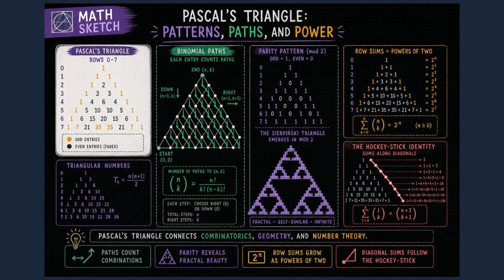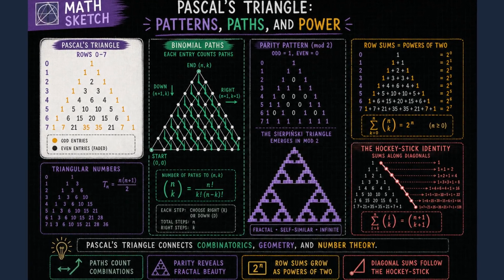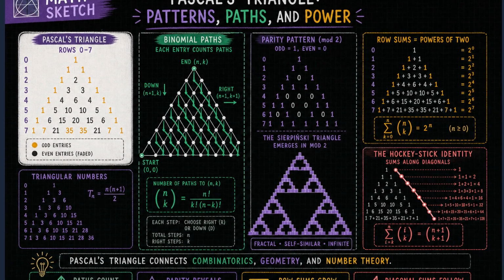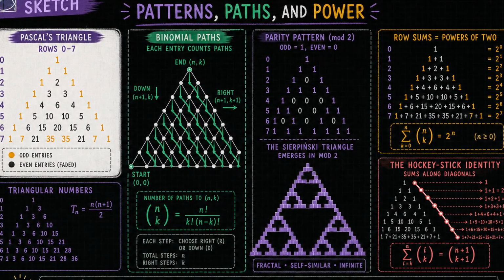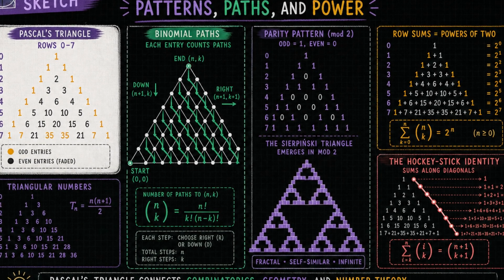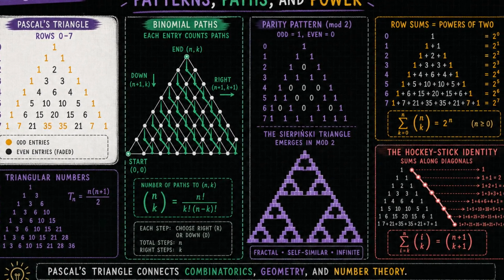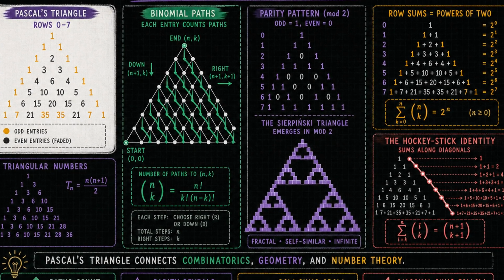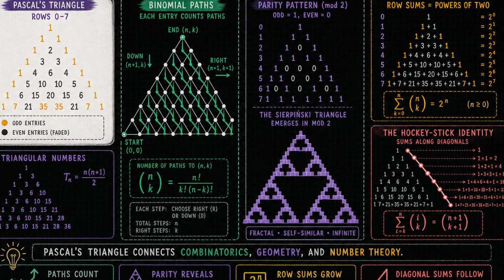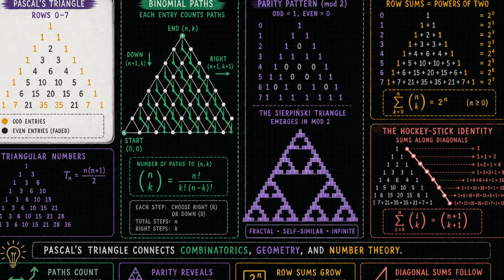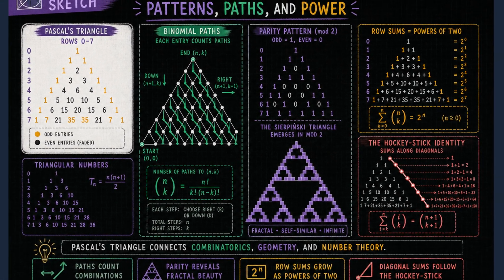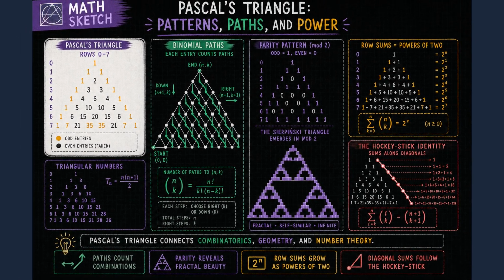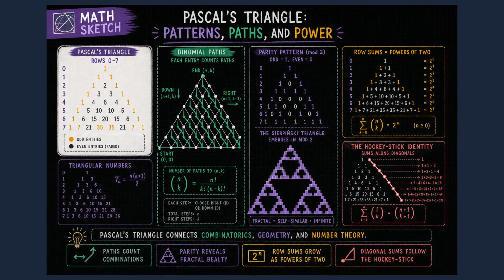Color every odd entry one shade and every even entry another. Or equivalently, mark entries that are 1 modulo 2. The shape that emerges is a Sierpinski triangle, a fractal built from nested hollow triangles. You did not draw geometry. You only checked parity of binomial coefficients. Algebra filtered through odd and even becomes self-similar art.